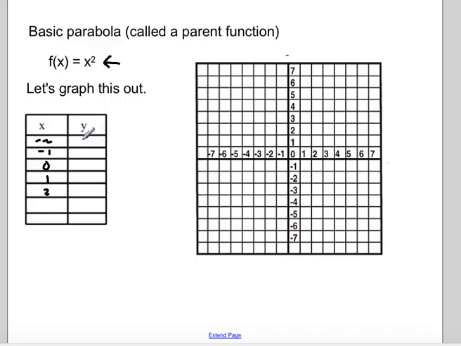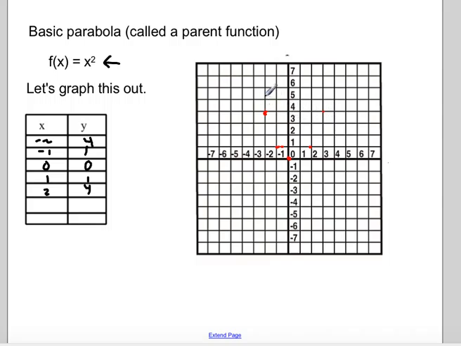So if I take -2 and I square it, I'm going to get a value there of 4. If I take -1 and square it, I get a value of 1. 0 squared is 0. 1 squared is 1. And 2 squared there is 4. So now we can just go ahead and graph those. So I've got 0, 0, I'm going to graph there first. And then -1, 1. There it is. And then we've got -2, 4. And then 1, 1. And then 2, 4.